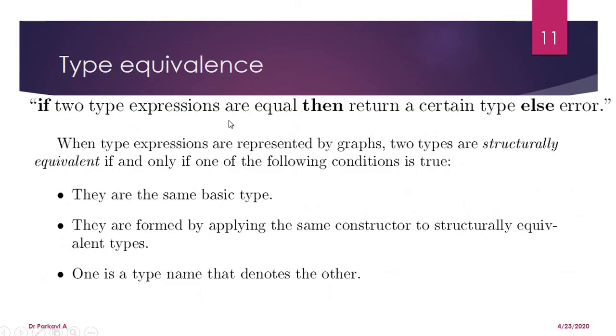If there are 2 type expressions, how can we identify whether they are equal or not? If both of them are of the same type, then they will be equivalent. Otherwise it will return an error. So how will we identify whether the 2 type expressions are structurally equivalent or not? If they are of the same basic data type, then they are type equivalent. Then if they are made of constructors, the basic constructor type should be the same.